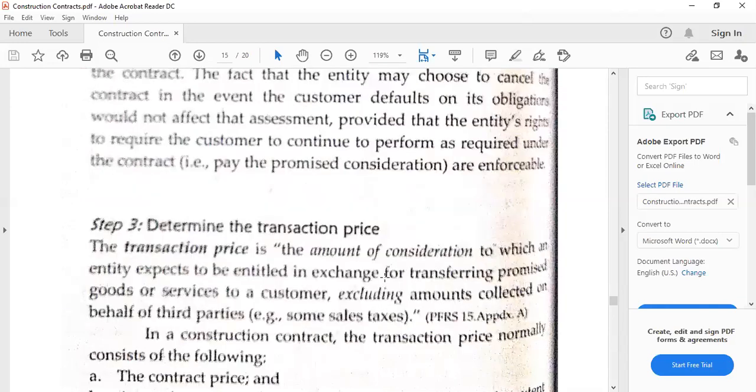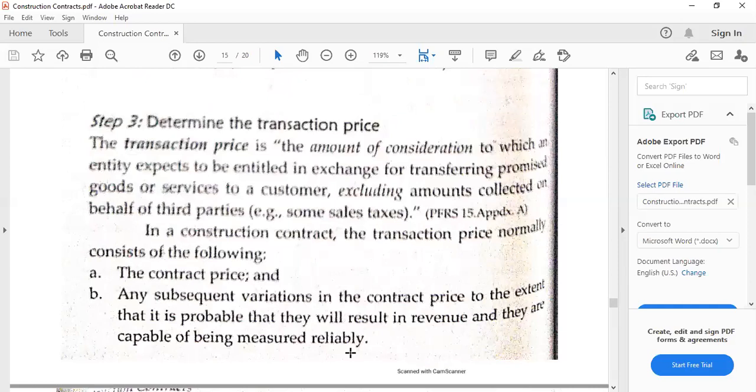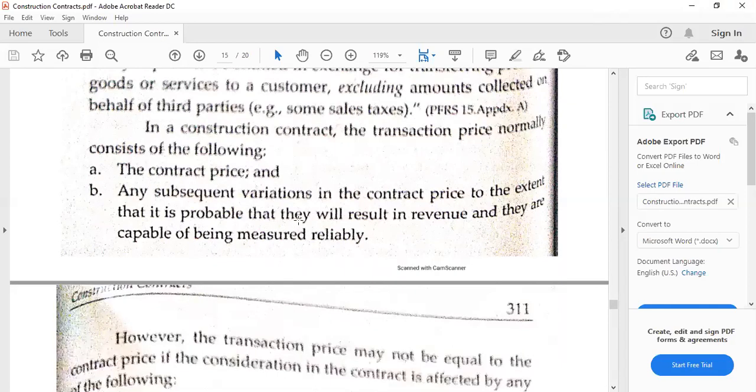All right. So those will be the lengthy discussions for step two, that is to identify the performance obligations in the contract. Step three is to determine the transaction price. As said, this is the contract price, or the price by which the contractor, construction company, or the seller is entitled to receive in the particular construction contract. But we have to exclude, of course, the value added taxes, for example, and the sales taxes, to be specific, the output taxes. Then the transaction price would normally include the contract price.